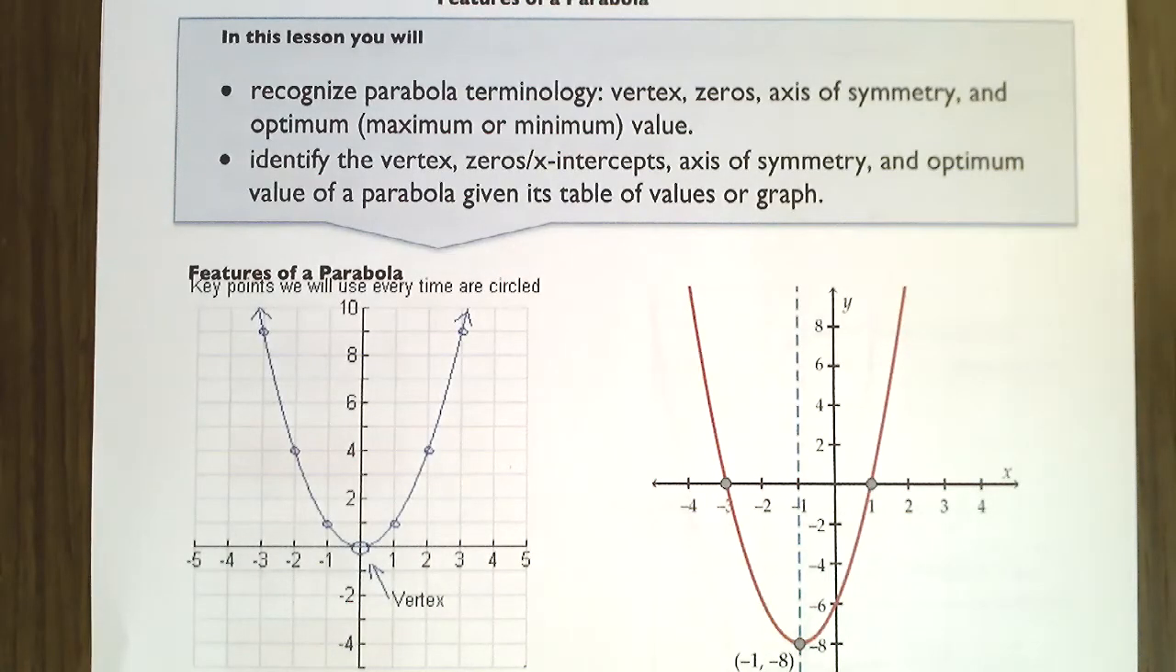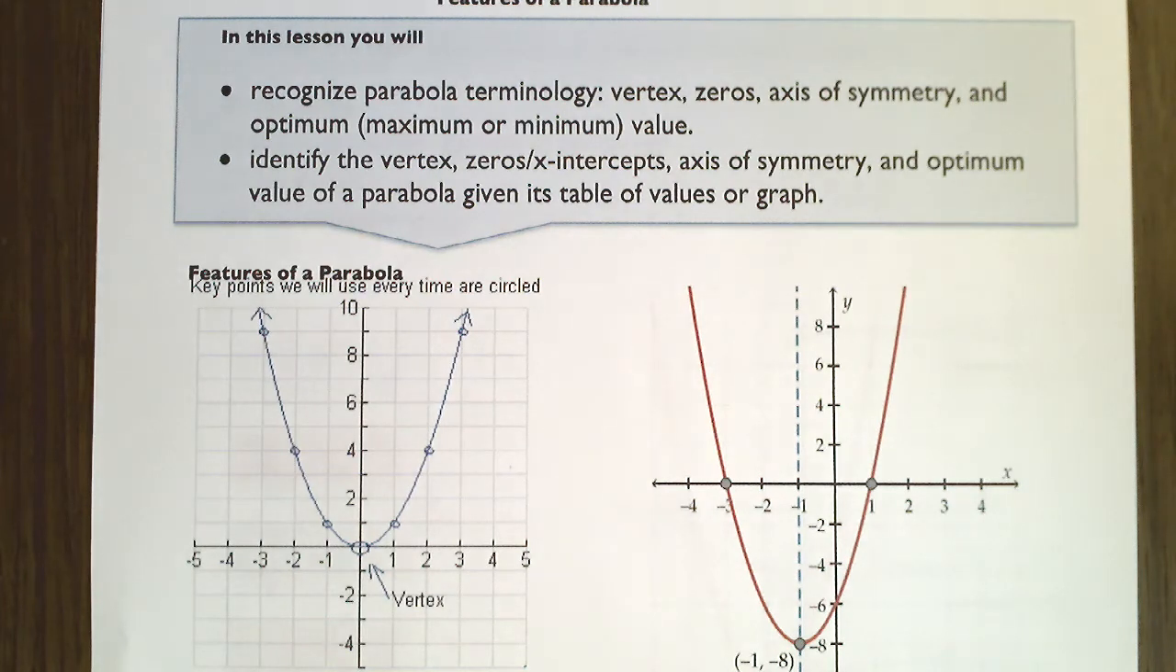In today's lesson, you will learn parabola terminology such as vertex, zeros, axis of symmetry, and optimum value. You will also learn how to identify the vertex, zeros, axis of symmetry, and optimum value of a parabola given its table of values or graph.